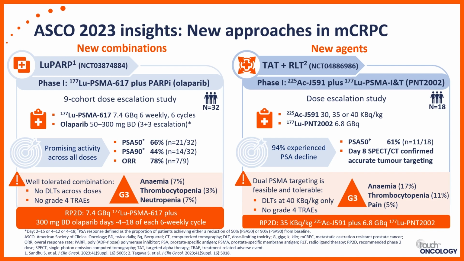ACJ51991 plus lutetium in this case, and you can see again significant PSA reductions. Some DLTs obviously were seen, and therefore they capped the MTD based upon those. Anemia, thrombocytopenia, and some pain were the most common side effects. But I think the future is bright for our patients, for the field with this class of agents.